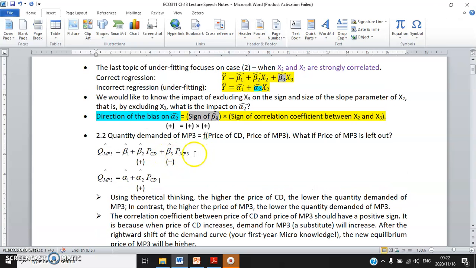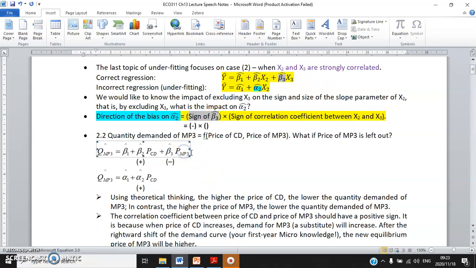So now I want to know, by excluding X3, the price of MP3, what is the impact on the slope parameter of X2 in the wrong regression? Okay, so I already know the sign of B3 hat is negative, but now I need to think of the sign of the correlation between X2 and X3, which means these two variables. It should be positive.